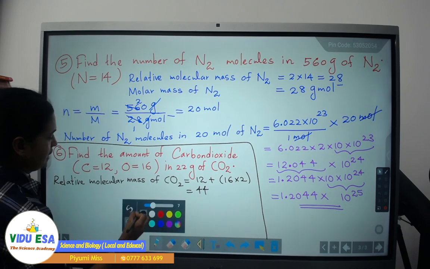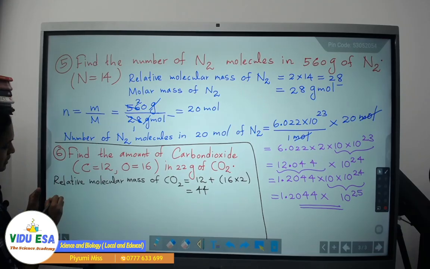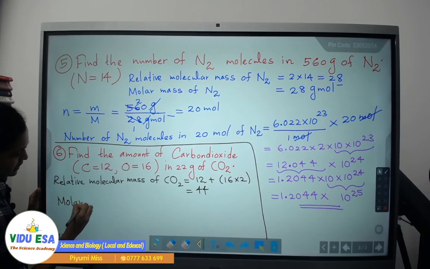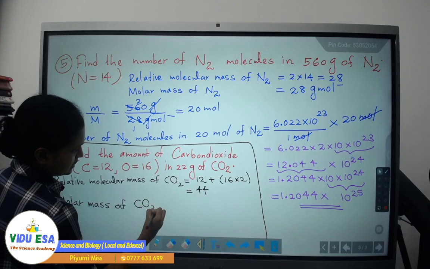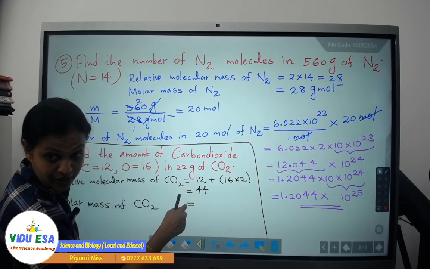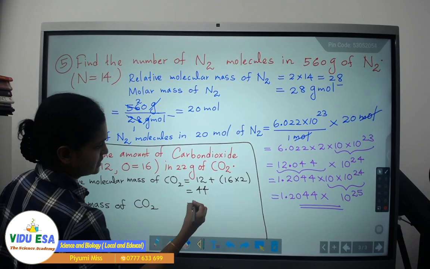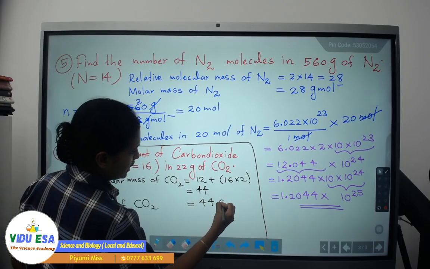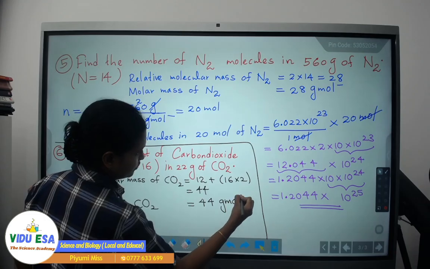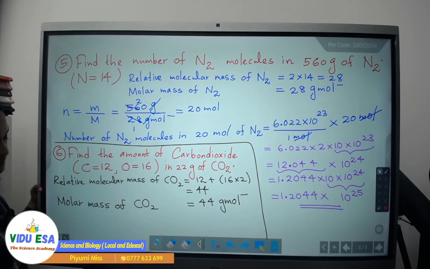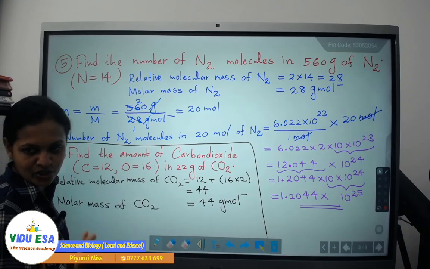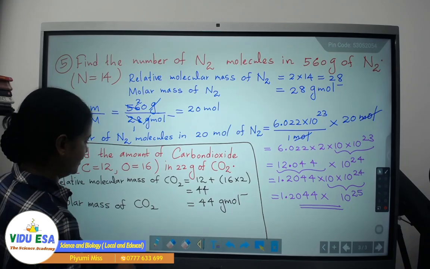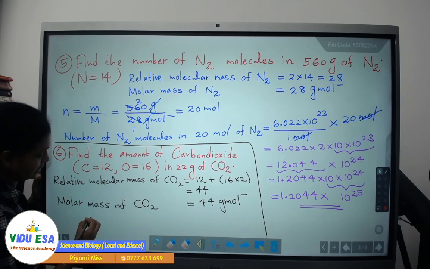And we can say the molar mass of carbon dioxide. Relative molecular mass taken in grams, that is 44 grams per mole. So, find the amount of carbon dioxide. The amount of substance is the number of moles. Now you can write the equation.